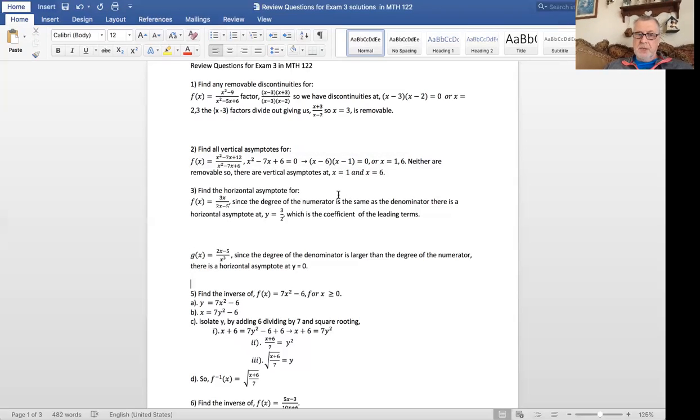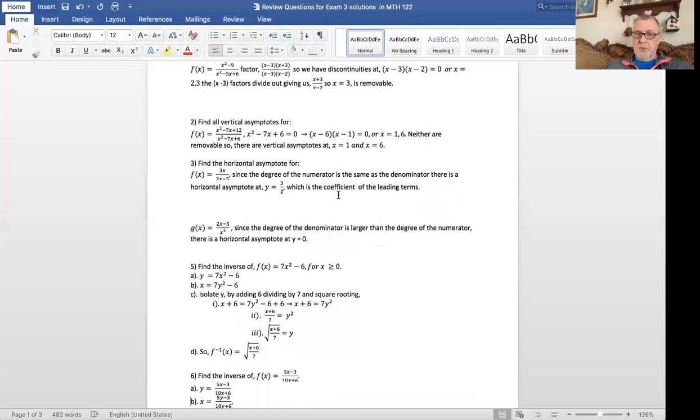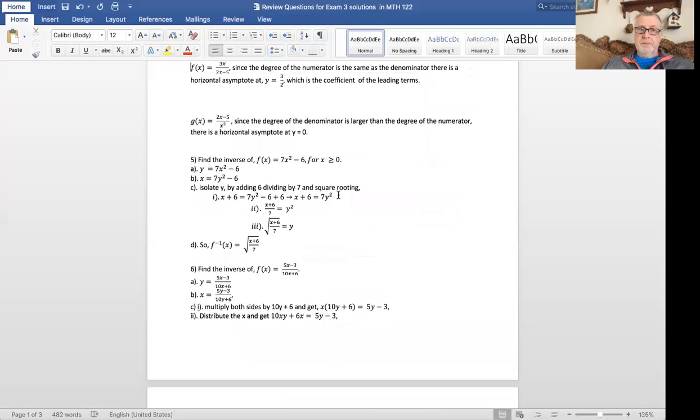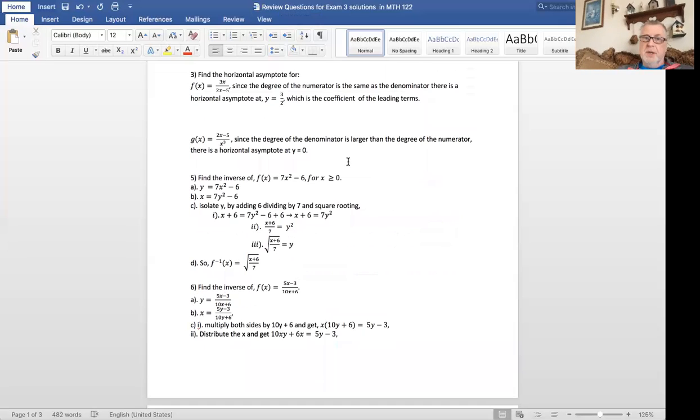For the horizontal asymptote, number 3, we look at the degree of the numerator and denominator. In this first example, when the degrees of numerator and denominator are the same, then we look at the leading terms, so 3 and 2. That's our horizontal asymptote at y equals 3 over 2. When the degree of the numerator is smaller than the degree of the denominator, there's a horizontal asymptote at 0.